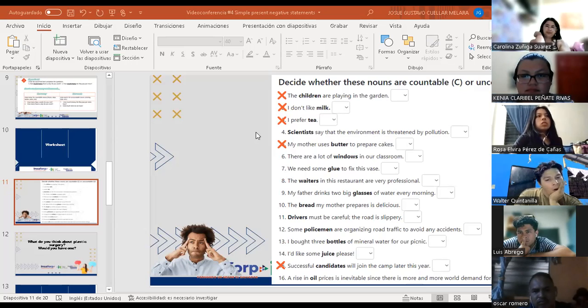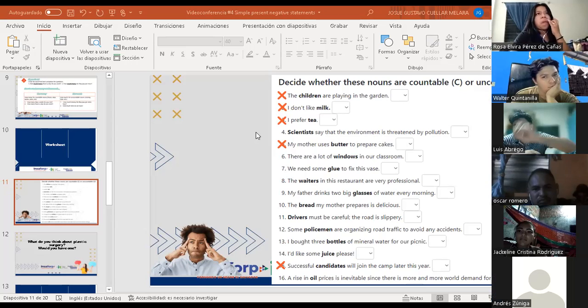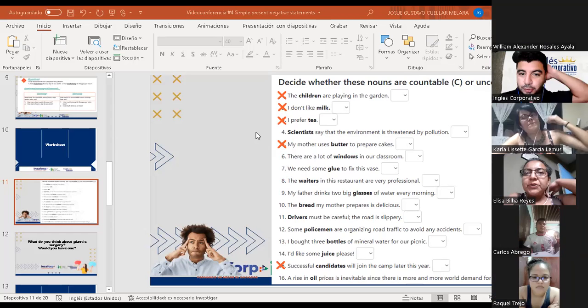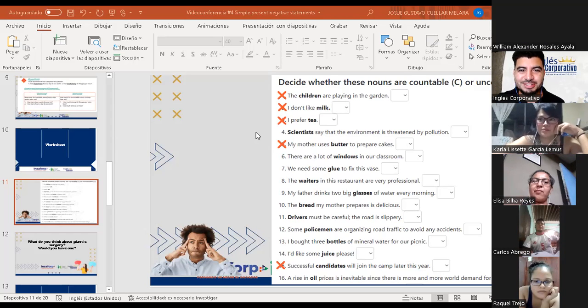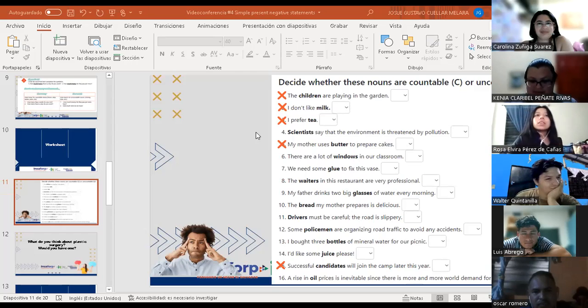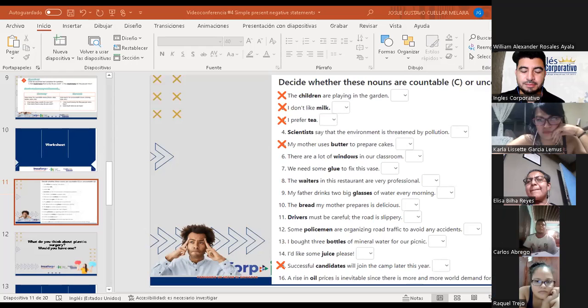Uncountable. So windows in our classroom. Okay. Windows in our classroom. Okay, alguien tiene activado el micrófono nuevamente. Creo que está usando Google. Later, but it's okay, you can use some tools. Okay, who's the Oscar, right? Teacher. Hola. Yo, teacher, ahorita. Oh. Continúa, Elisa.